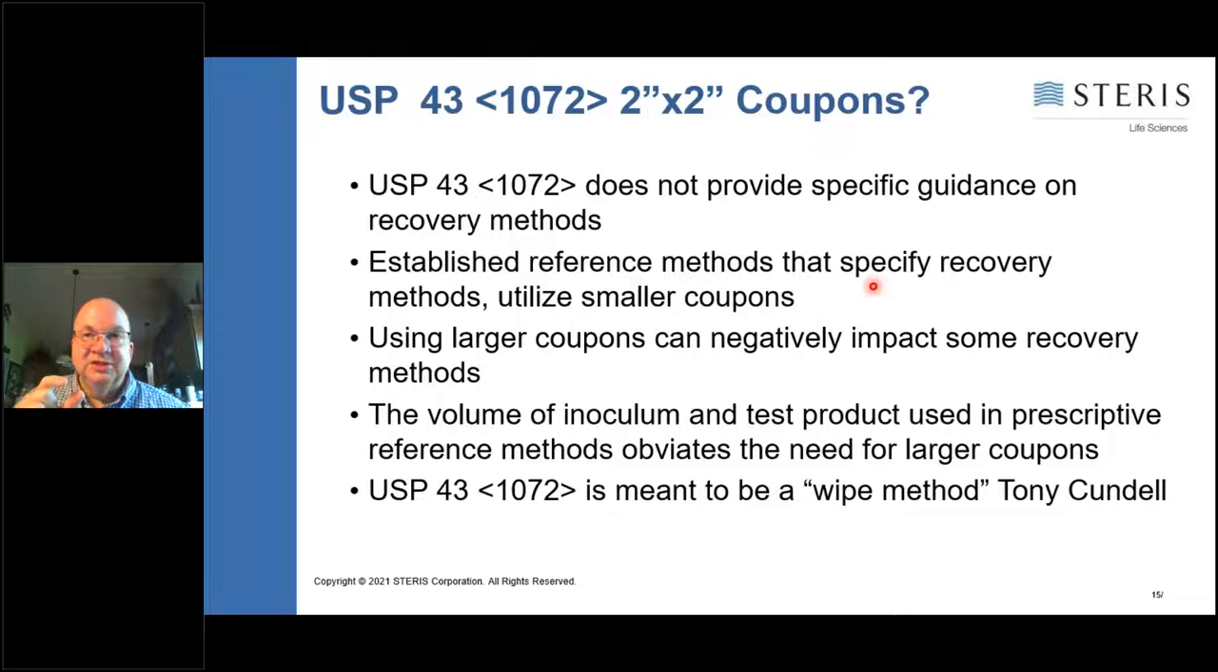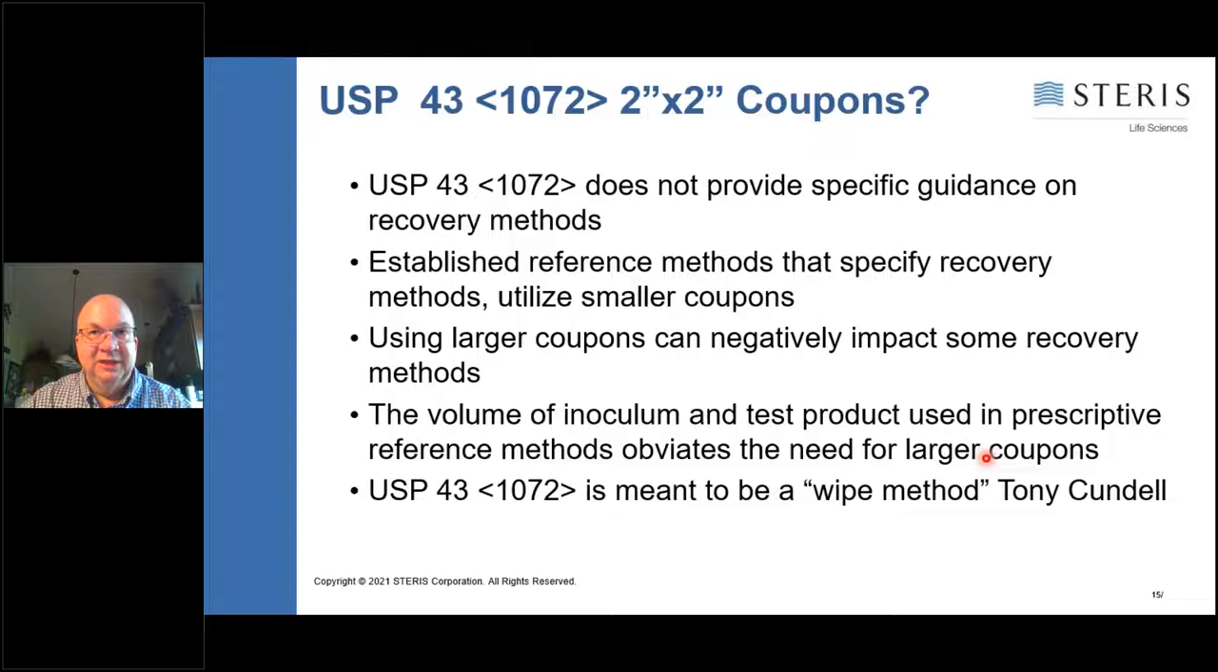And that's why you see so many contract labs, including ours, which is AST Labs, utilizing these very small coupons that can be easy to recover from. So the larger coupons, one of the big negative things with that is that very large coupon negatively affects recovery from it. So that's an issue out there. And when we talk about the volume of inoculum versus the test product used in a prescriptive reference method, it obviates the need to really have to use these very large 2-inch by 2-inch coupons. So we never recommend the big coupons. And if you have to use stomacher bags with those big coupons, that's something really used in the food industry, and it just does not work well with these big coupons. It's just not a good thing.